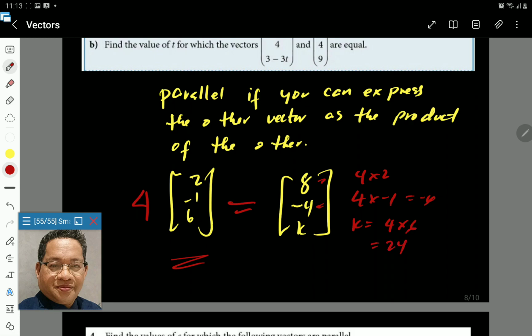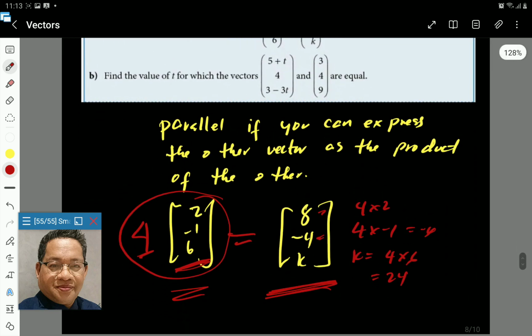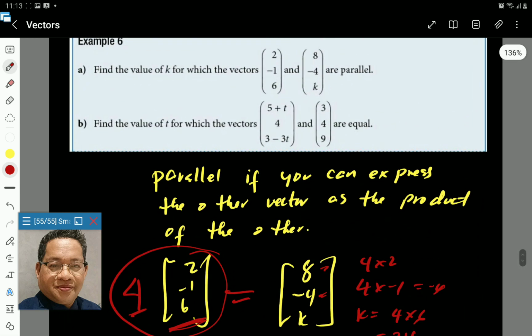Okay? Because we have written 8, negative 4, k as the scalar product of the given vector times 4, therefore these two vectors are parallel. They have the same direction. Okay? Don't forget that's how to show that they are actually parallel.